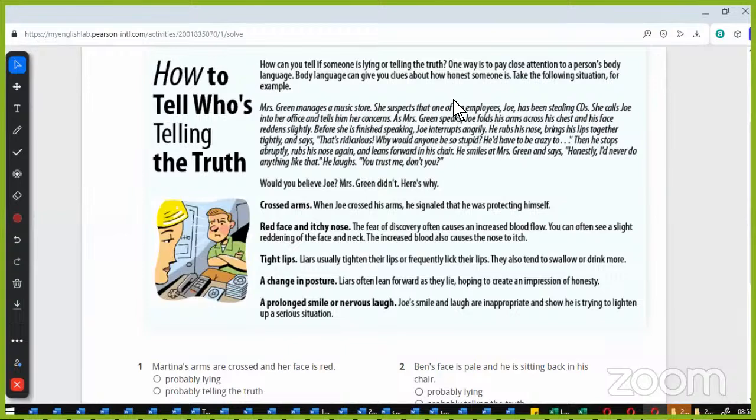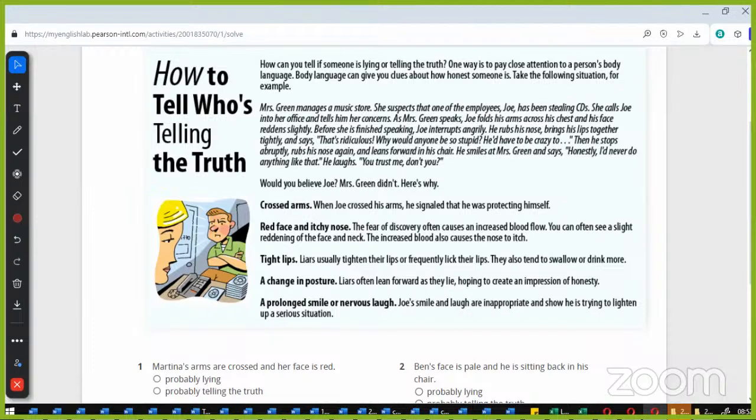How to tell who's telling the truth? How can you tell if someone is lying or telling the truth? One way is to pay close attention to a person's body language. Body language can give you clues about how honest someone is. Take this following situation, for example. Mrs. Green manages a music store. She suspects that one of the employees, Joe, has been stealing CDs. She calls Joe into her office and tells him her concerns.